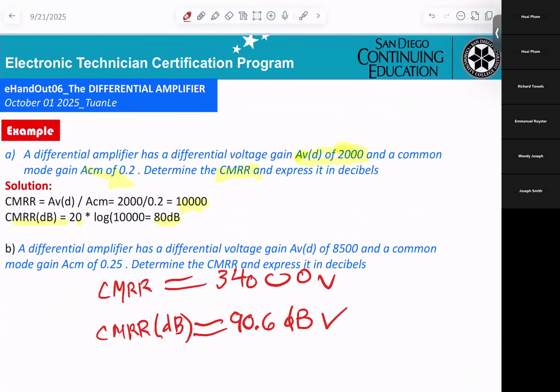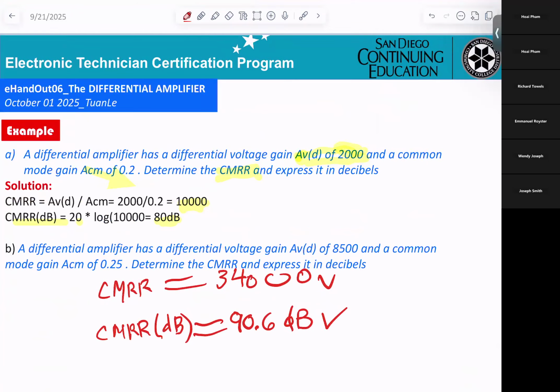Okay, this is the example. Looking at the circuit, you know this is a differential amplifier. This is input one, input two. They're using only one output, not two. So for the differential amplifier circuit, they say single-ended output. That means it's supposed to give two outputs, but they're using only one.